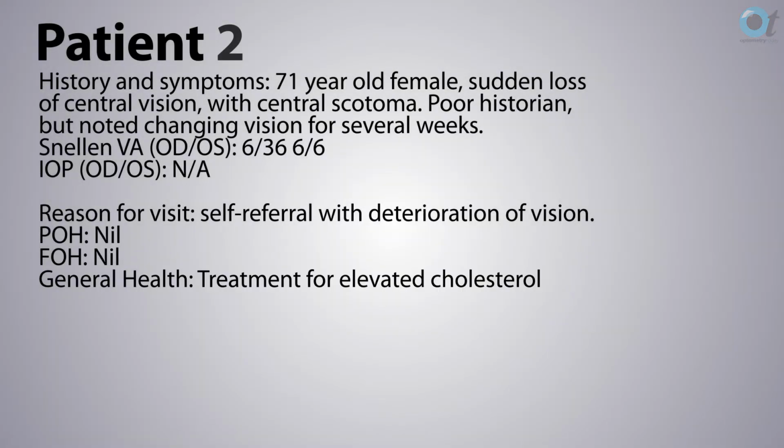An elderly lady with sudden loss of central vision with a history of fluctuating vision for some weeks. Visual acuity is now reduced significantly, and as you might expect of somebody of this age, their blood pressure is not as good as it might be, and they've also got some elevated cholesterol. But that in itself is not particularly significant in terms of the ocular findings.